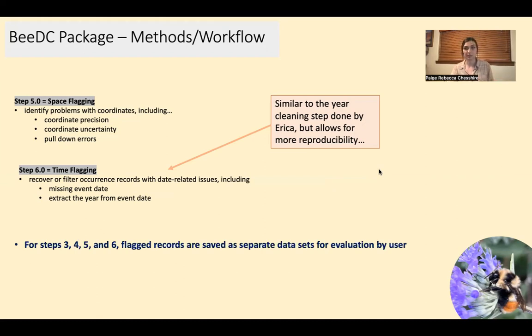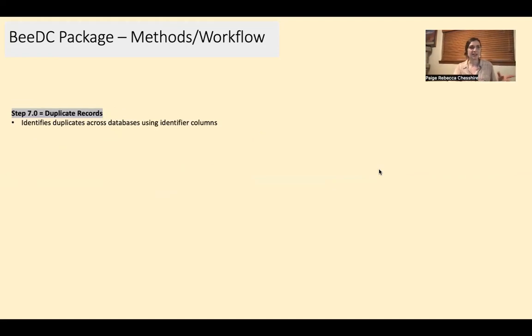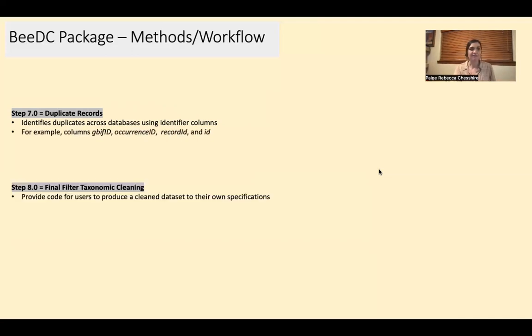So another really cool thing about this is for steps 3, 4, 5, and 6, all of those records that were flagged are saved as separate data sets for evaluation by the user. So the user can go through and say, all right, these were flagged, but I don't necessarily want to discard them. I want to look at them further. And then step 7 is just very quickly removing duplicate records, which needs to be done for all of these types of data analyses papers. And then step 8 is a final filter of taxonomic cleaning, and it provides code for users to produce a clean data set to their own specifications.